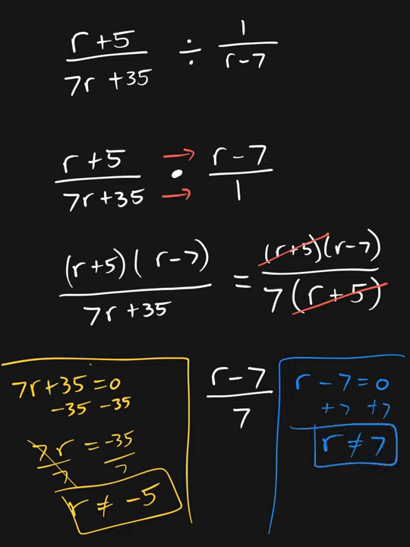So my answer is here in the middle: r minus 7 over 7, and then r cannot be negative 5, and r cannot be 7.